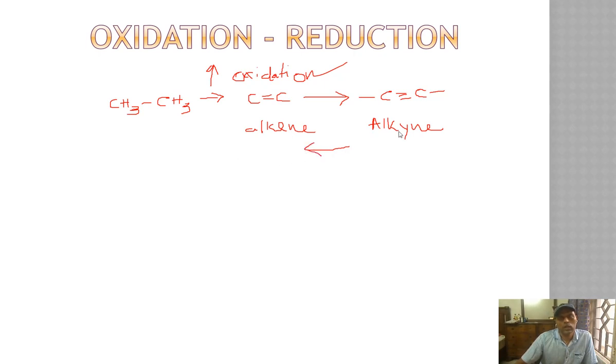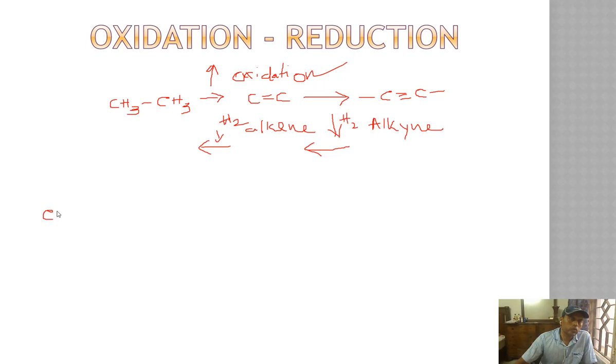And the reverse is reduction. Alkyne to alkene, you have to do the hydrogenation, you have to add the hydrogen. Adding the hydrogen is a reduction. Again you add the hydrogen to alkene and you're going to get the alkane. So that is the reduction. So alkane to alkene, alkene to alkyne is oxidation. Again alkyne to alkene and alkene to alkane is a reduction.